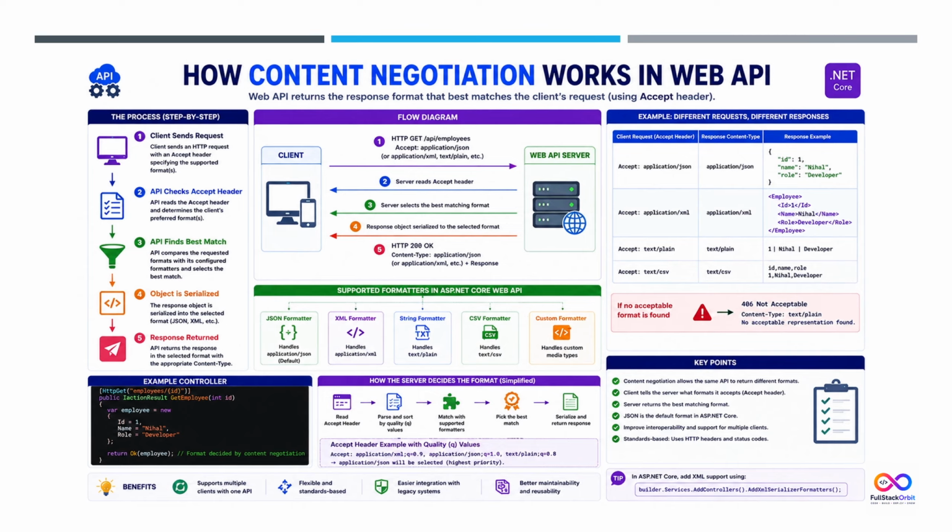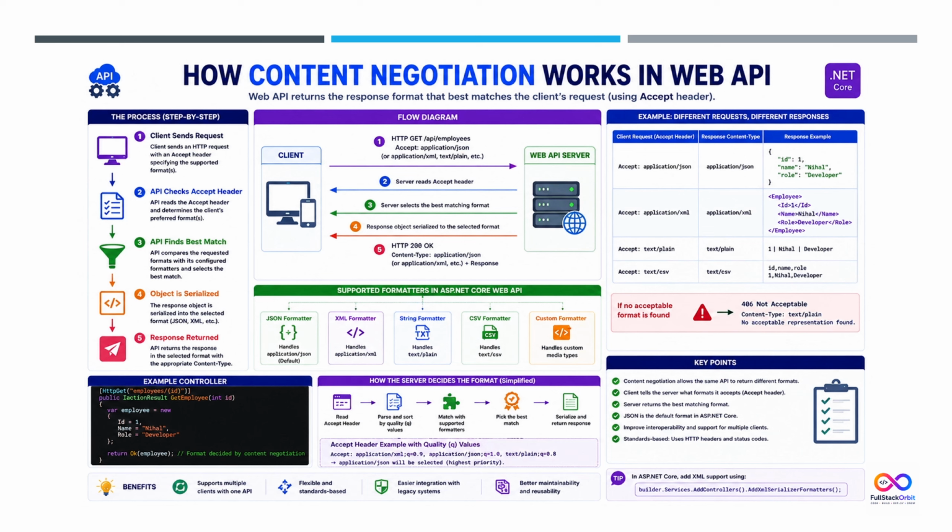In step 2, API reads the accept header. After receiving the request, Web API reads the accept header. It identifies all the formats that the client is capable of accepting. For example, if client request contains application slash JSON, the API understands the client wants the response in JSON format.